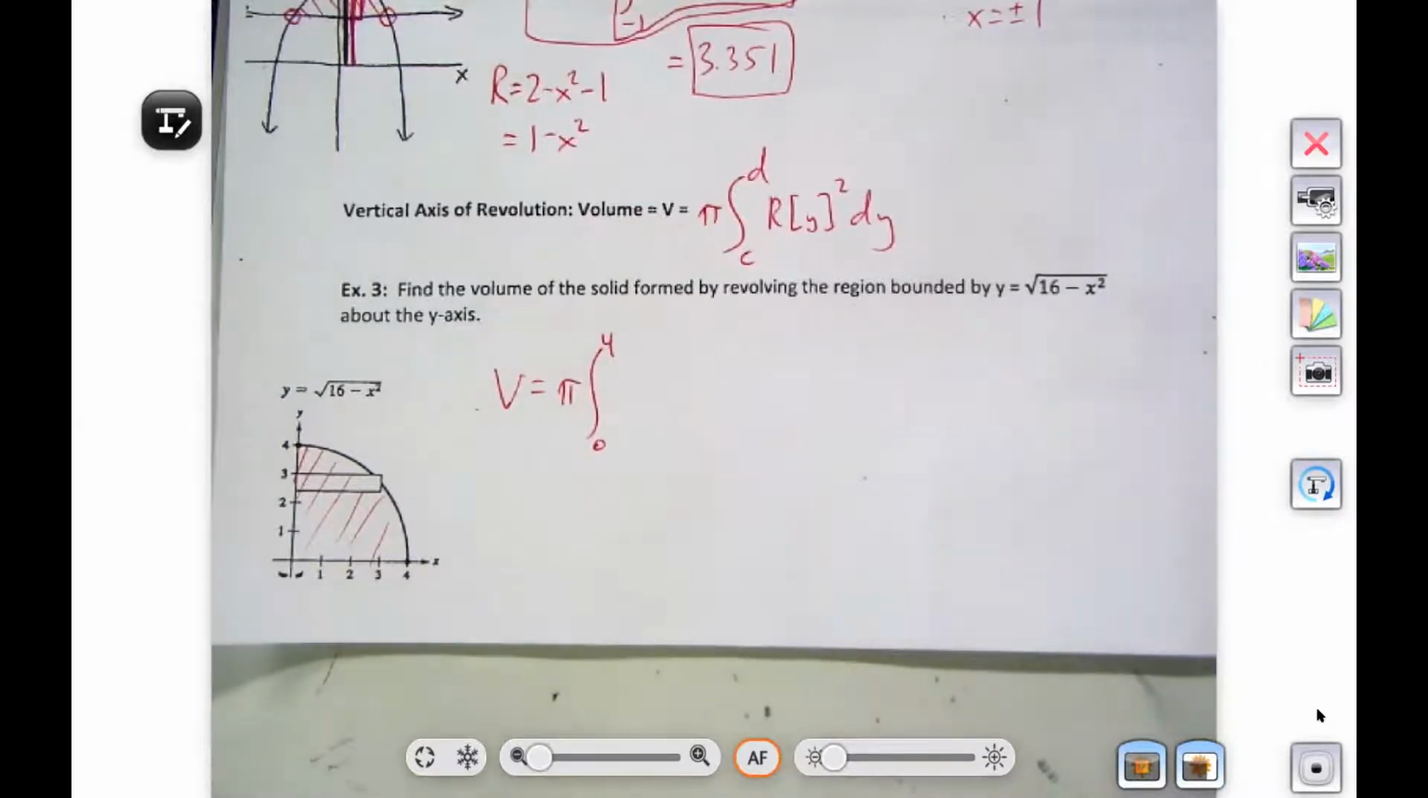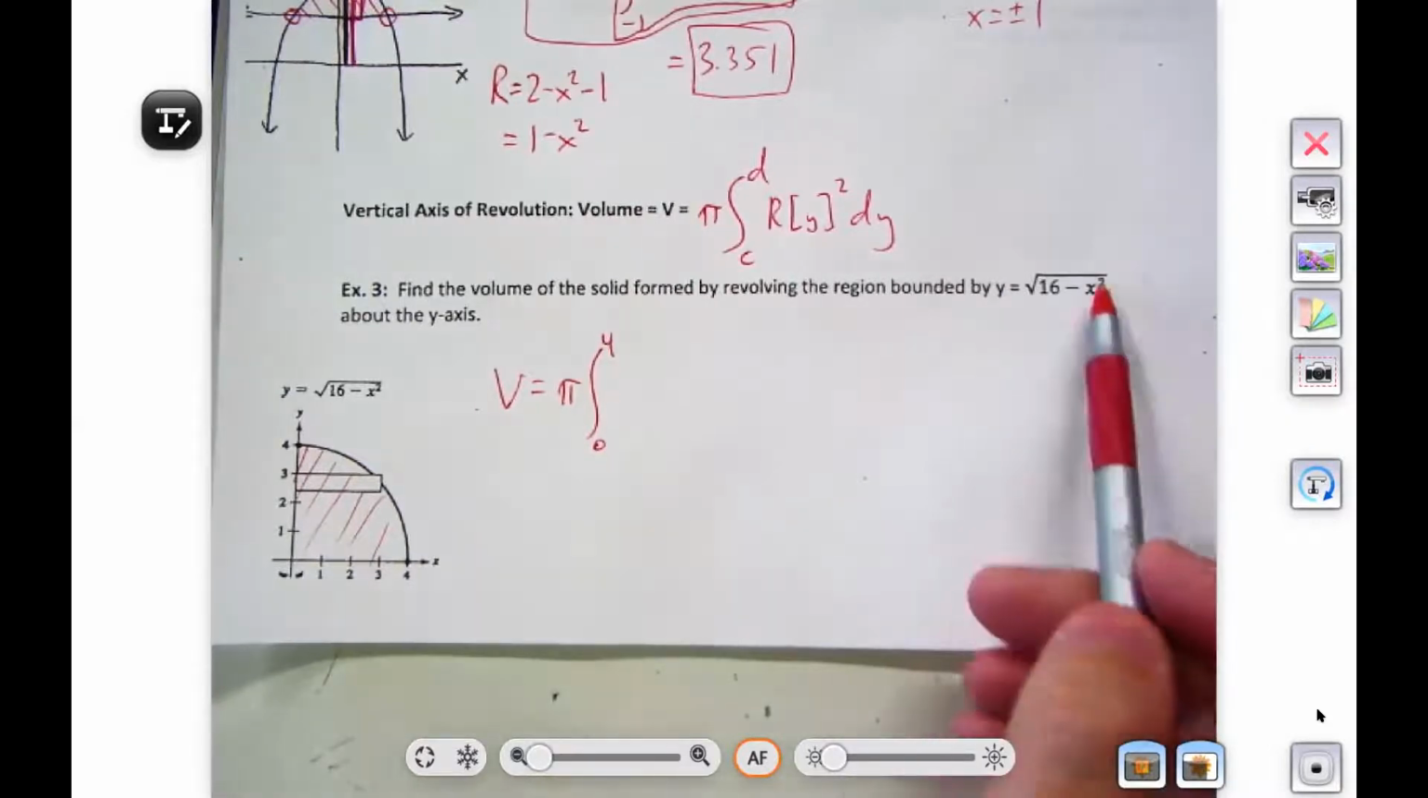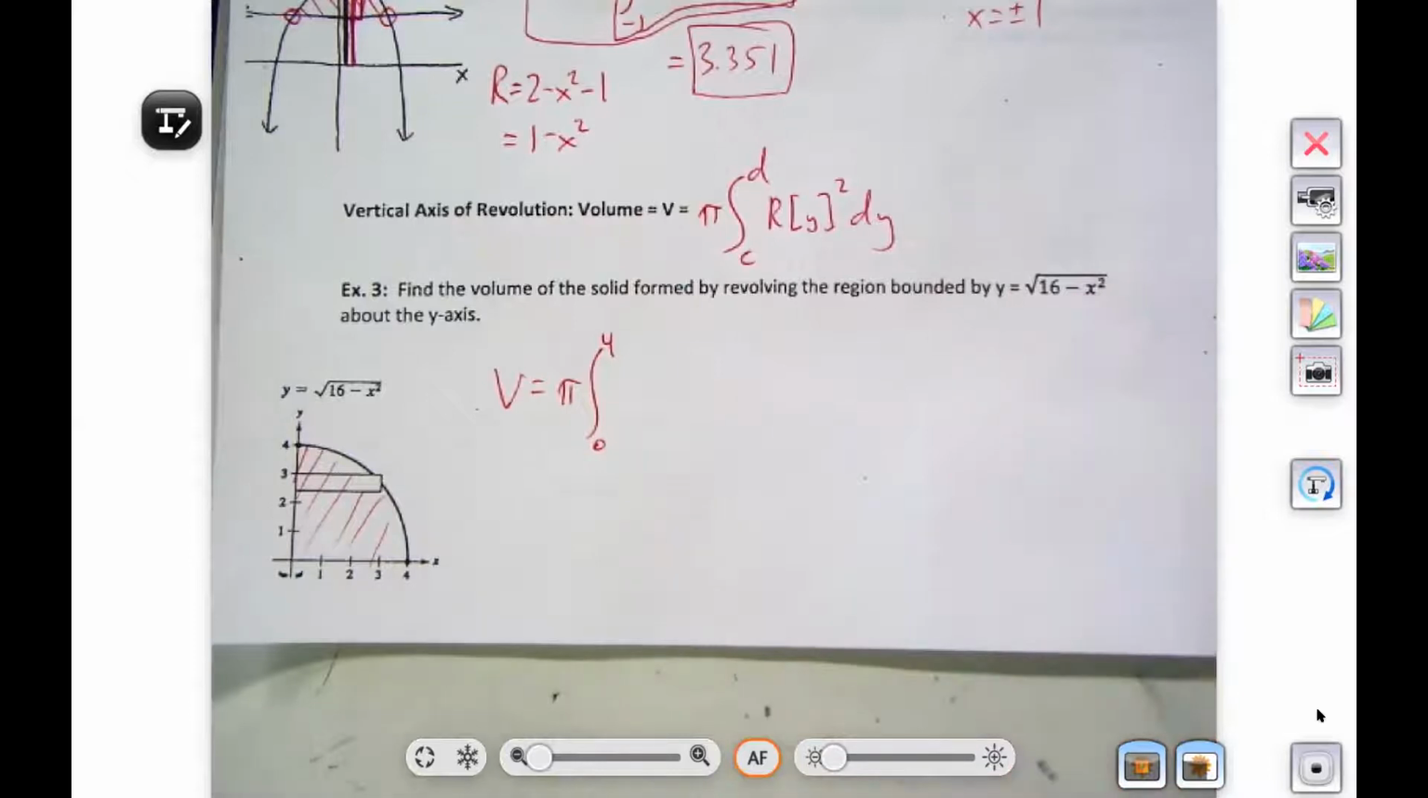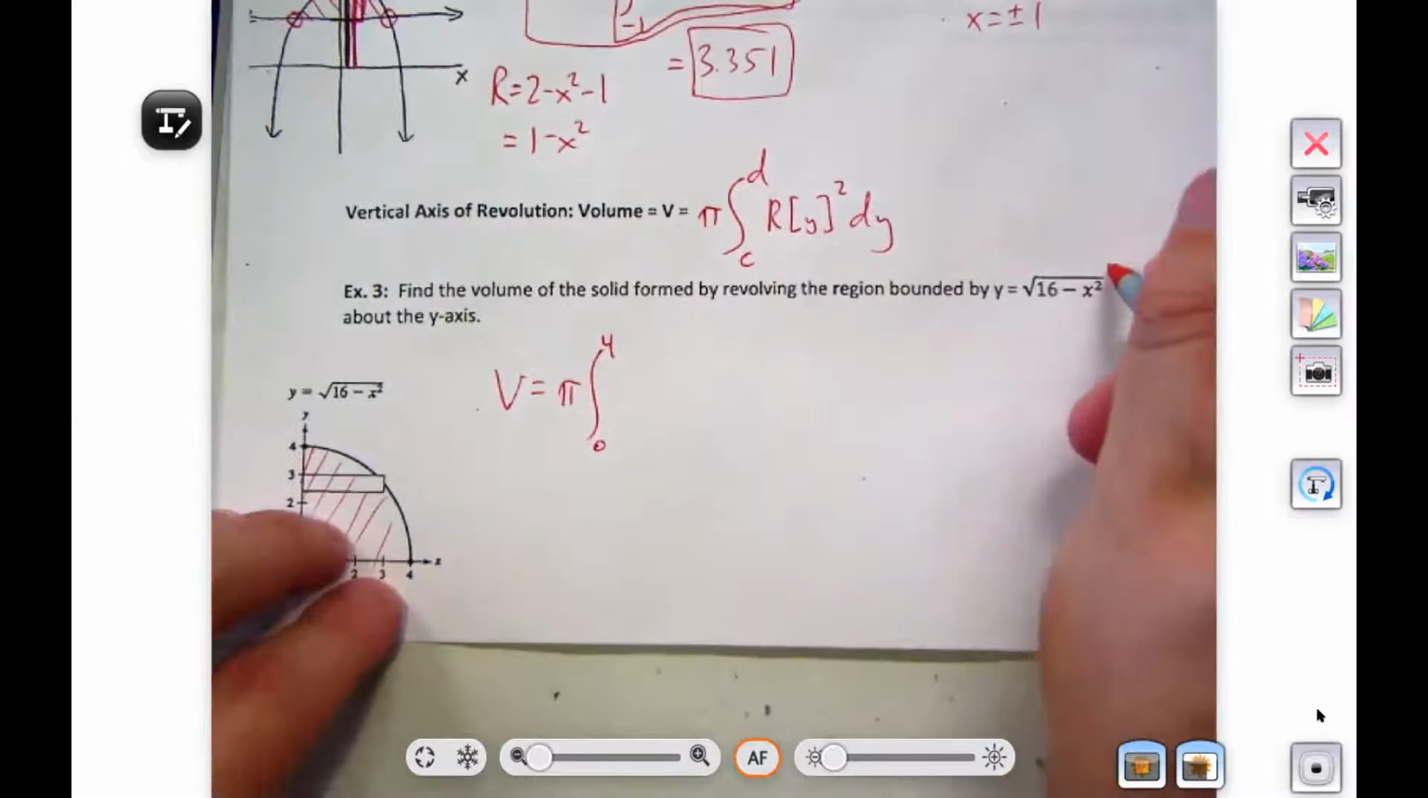Our function has to be in terms of y values. Right now, the equation given is in terms of x values. So we actually need to solve this equation for x. When everything's in terms of y's, we need to make sure that our equation says x equals, and then everything is in terms of y values. So square both sides.